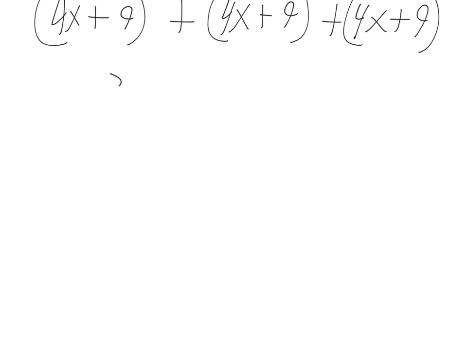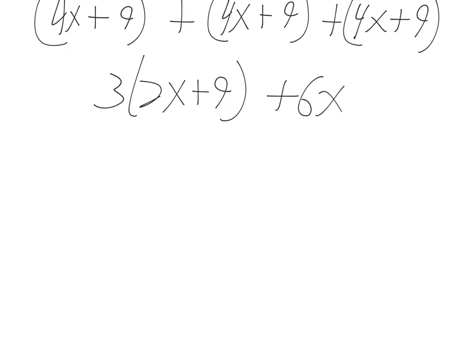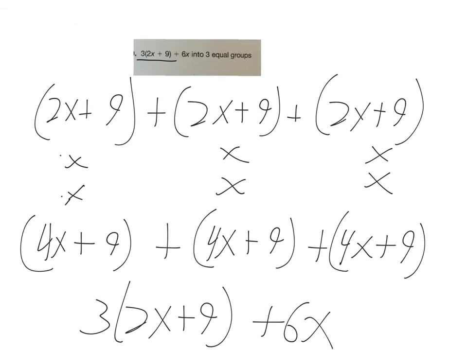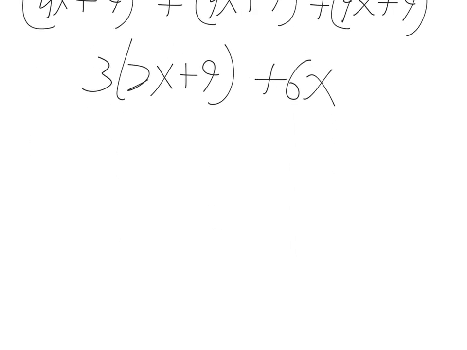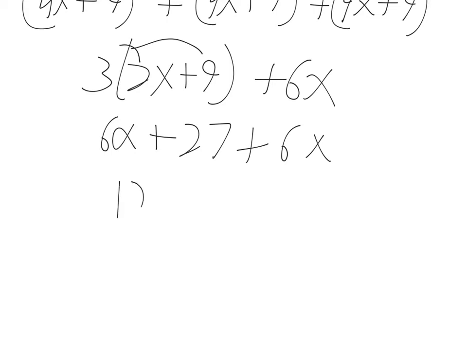I would start out doing 3 times 2x plus 9 plus 6x. Let's make sure I copy that. Yep. I'd start out and actually distribute the 3 times the 2x and the 3 times the 9. So 3 times 2x is 6x plus 3 times the 9 is 27. And then I would add in the other 6x, so I end up with 12x plus 27.